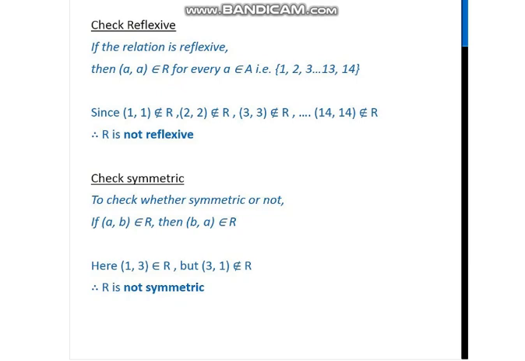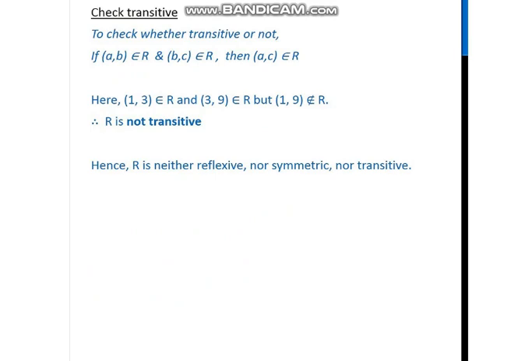Now let us check symmetricity. So to check whether the relation is symmetric or not, what we need to check? If (a, b) belongs to R, then (b, a) should be in R. So here we know that (1, 3) belongs to R, but (3, 1) does not belong to R. That's why R is not symmetric. Now for transitivity, we know that if (a, b) belongs to R and (b, c) belongs to R, then (a, c) should belong to R. So here (1, 3) belongs to R and (3, 9) belongs to R, but (1, 9) does not belong to R. Therefore, R is not transitive.